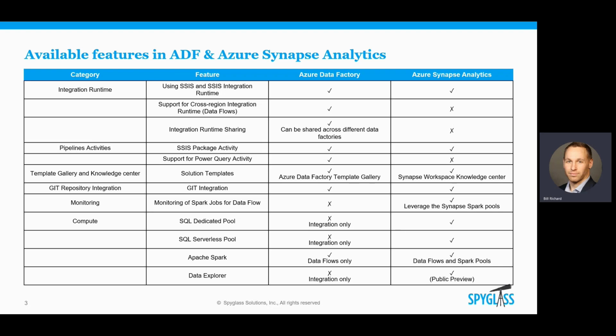And then where Synapse starts to take over as a superset of Data Factory capabilities, you can monitor your Spark jobs for both data flows and Apache Spark pools. Within Synapse Analytics, there is a SQL dedicated pool, there is a SQL serverless pool, there is Apache Spark, both data flows and Spark pool notebook integration that you can take advantage of. And then there's also Data Explorer, which is in public preview. Data Factory can integrate with all these services, but these are not built into what Data Factory is as a solution.